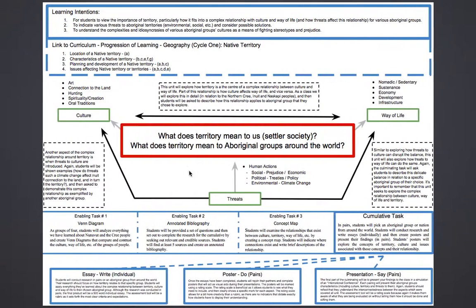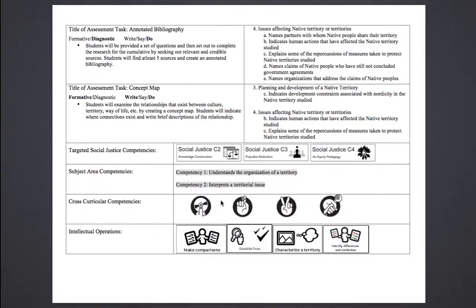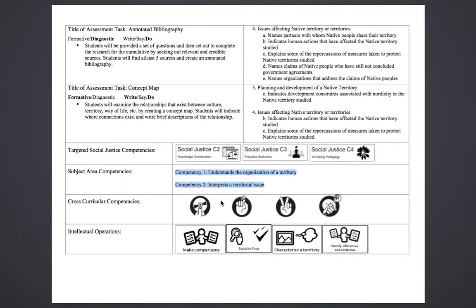They're going to be looking at threats, remember? So students are going to be looking at threats to certain Aboriginal groups, and then they're going to propose solutions and stuff like that. So that's clear how they're going to have to interpret a territorial issue. As for the cross-curricular competencies, as you can see here, I included competency 1, uses information.